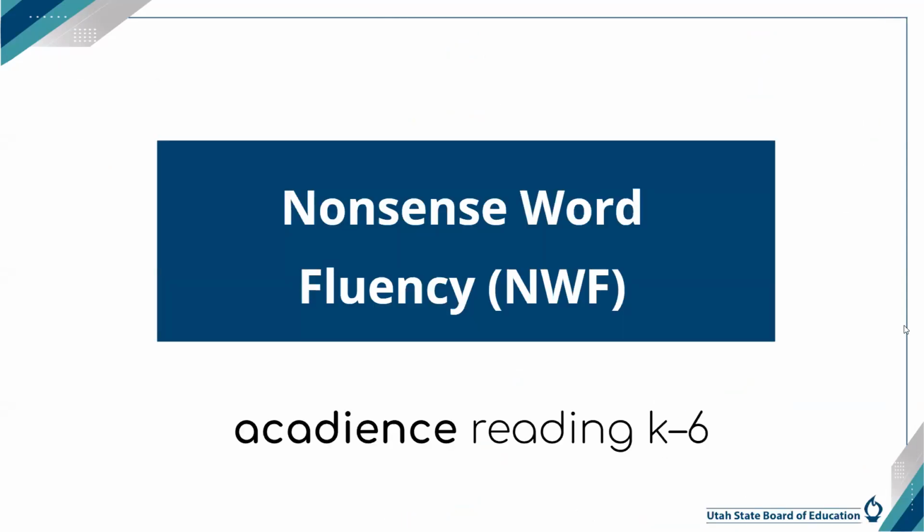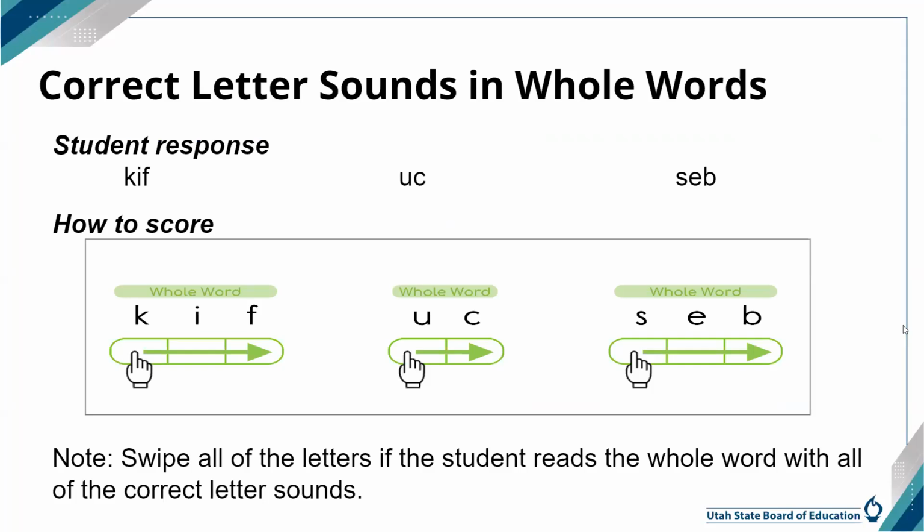Nonsense word fluency. When we're doing correct letter sounds in whole words, we're going to just swipe across the bar to indicate that the whole word was read. So Deborah, if they say the correct sounds segmented and then say the whole word, you would show segmented sounds first, and then you would swipe across the bar to show that they then said the whole word. They don't get credit for whole word read, but they do get credit for all of those correct letter sounds.